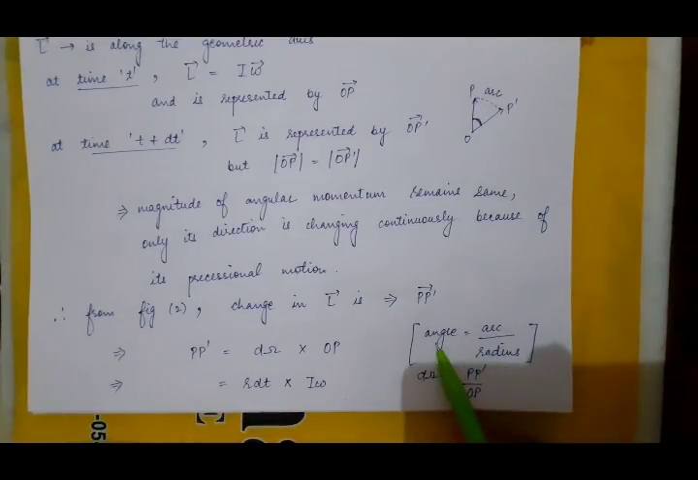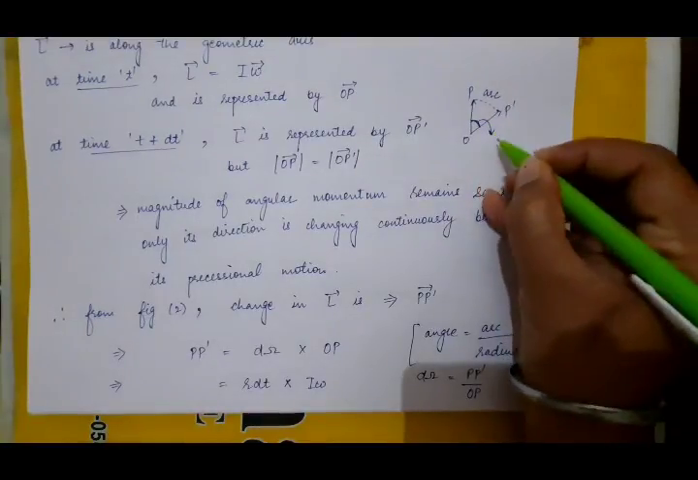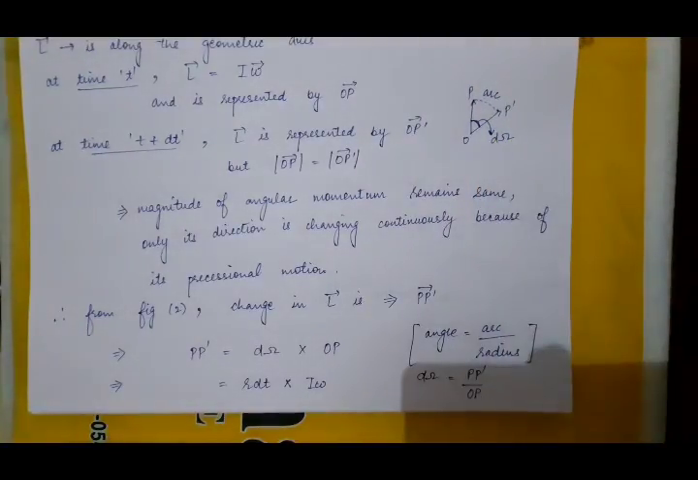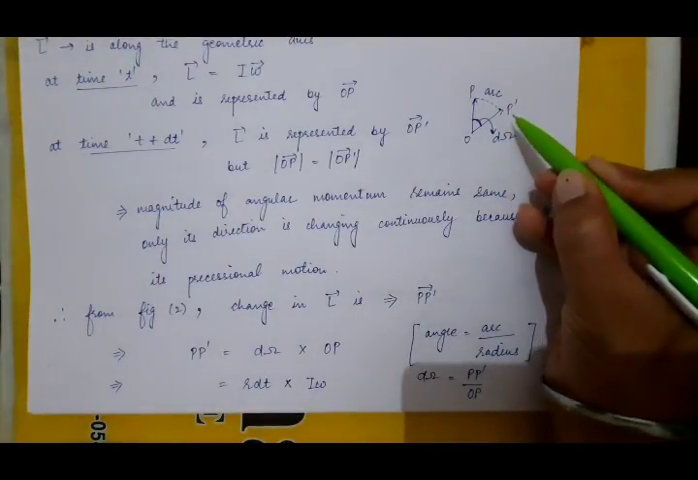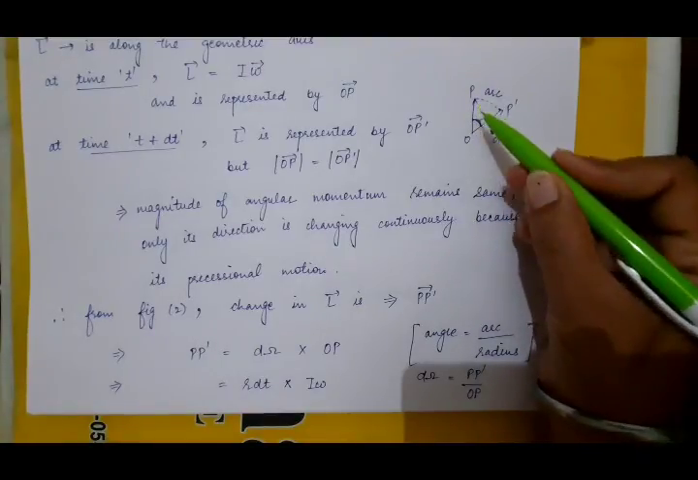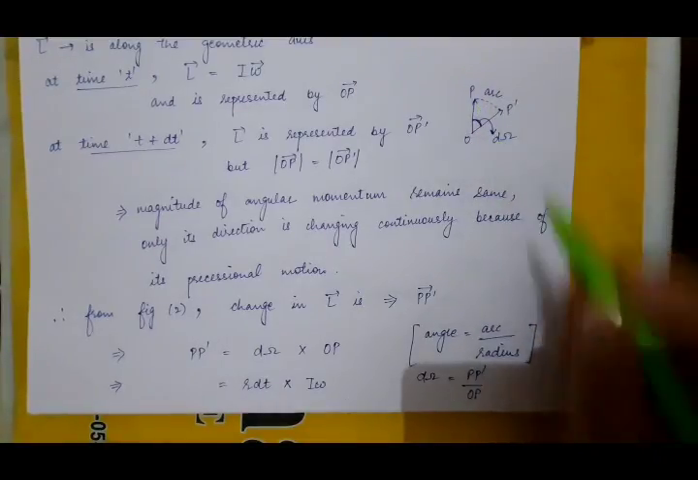So here suppose this angle is d omega in figure 2. Arc is PP dash, and what is the radius? It is OP, the magnitude of OP or the magnitude of OP dash.